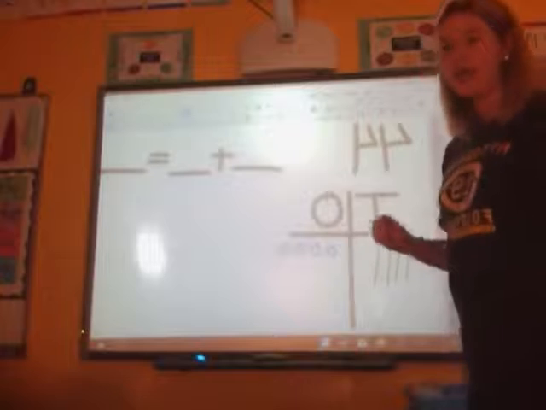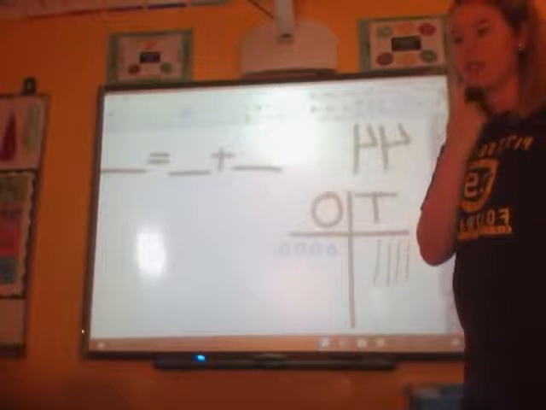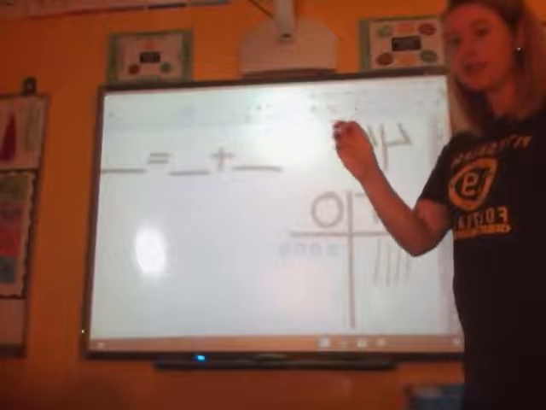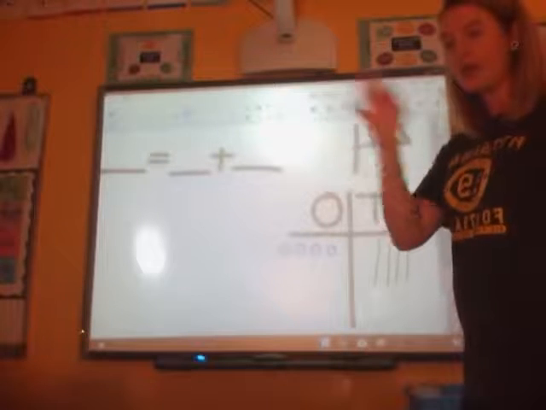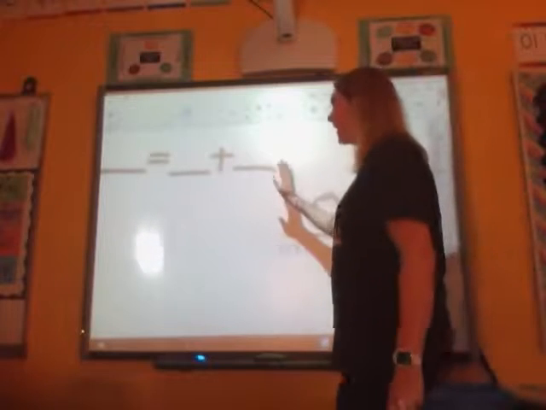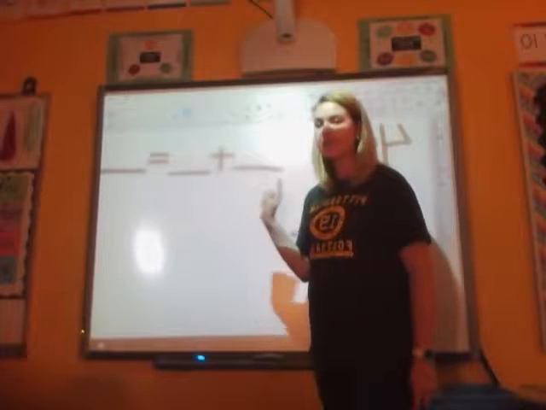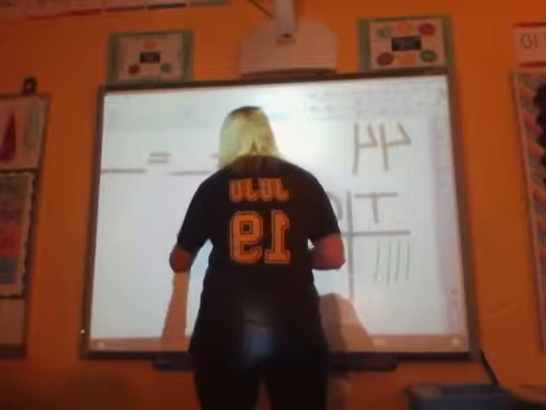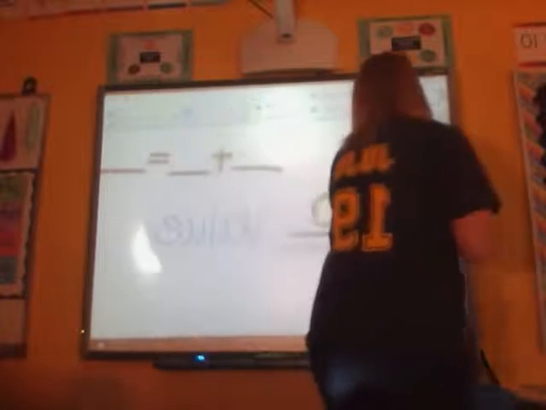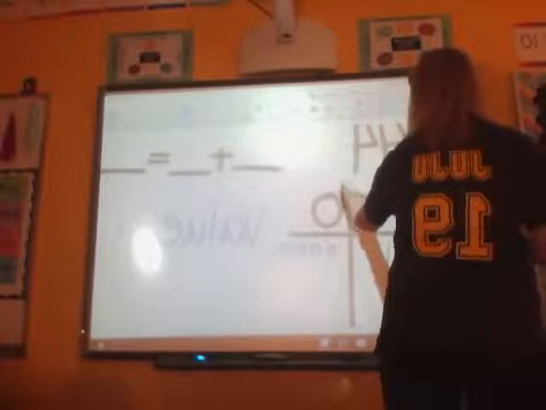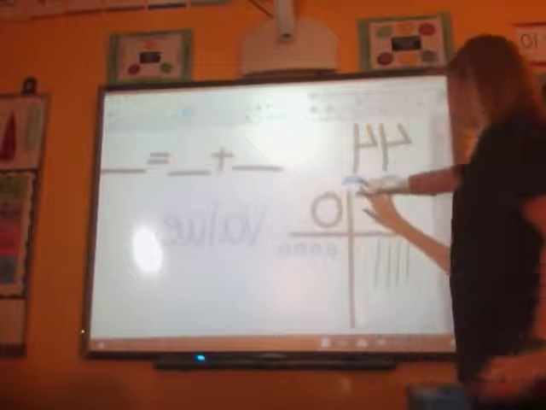Now, I need everyone to mute themselves and pay attention. This is important. Some of you got more of this in small group yesterday, and the rest of you will get more of this in small group today. Expanded form. When we're talking about expanded form, we are talking about the value of each of these digits. So what's the value of this one, and what's the value of this digit?